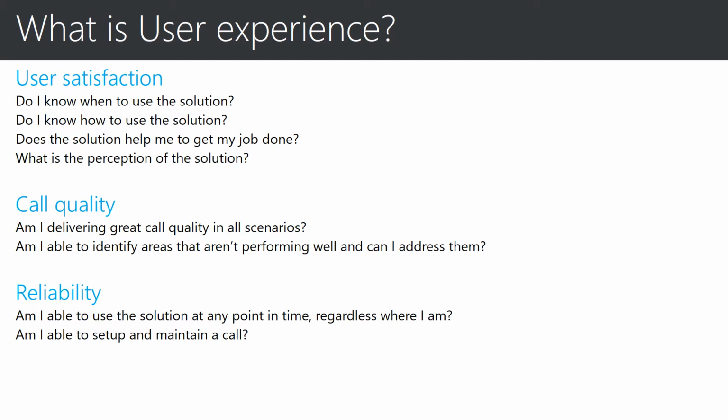So just briefly, let's talk about what user experience is. User experience is a combination of three elements. The first one, which is not covered in this video in great detail, is user satisfaction. Please reach out to your training and adoption teams to get answers to these satisfaction questions outlined here. The other two elements are called quality and reliability. We have a lot of data available around quality and reliability, and we'll see this in the next demo.